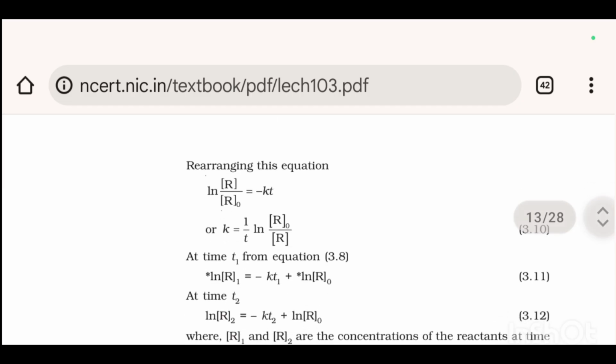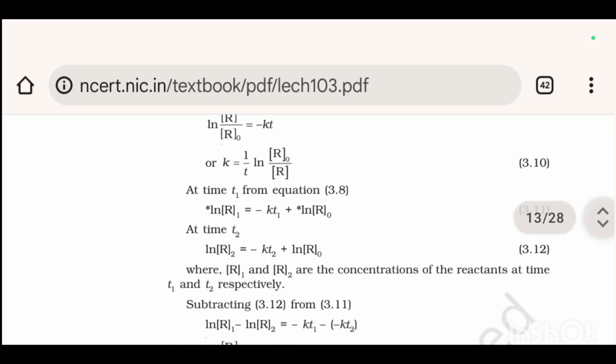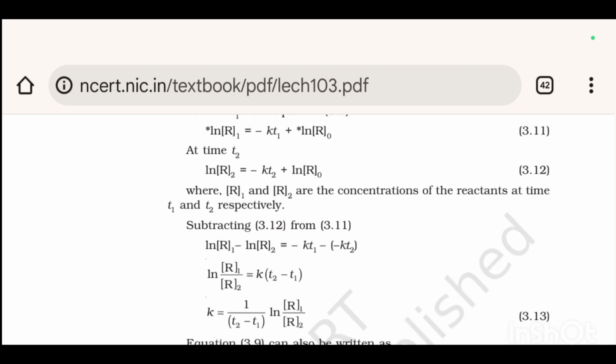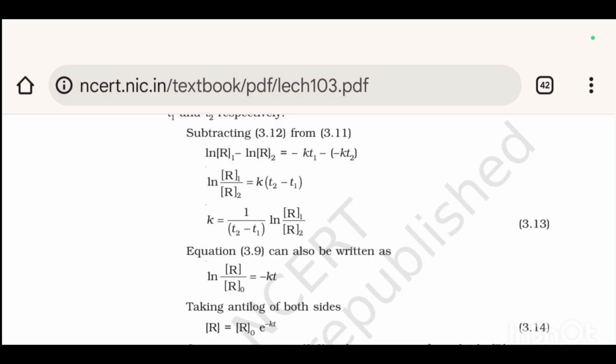At time t1, from the equation we get ln R1 equals minus kt1 plus ln R naught. At time t2, we get ln R2 equals minus kt2 plus ln R naught, where R1 and R2 are the concentrations of the reactant at times t1 and t2 respectively. Subtracting ln R2 equals minus kt2 plus ln R naught from ln R1 equals minus kt1 plus ln R naught, we get ln R1 upon R2 equals k(t2 minus t1), and k equals 1 upon (t2 minus t1) ln R1 upon R2.